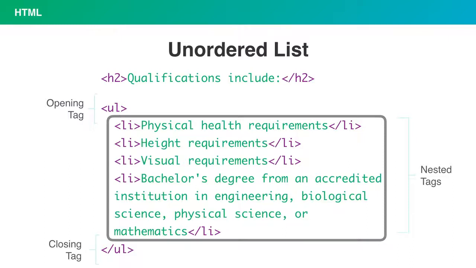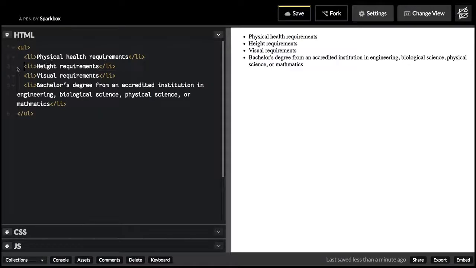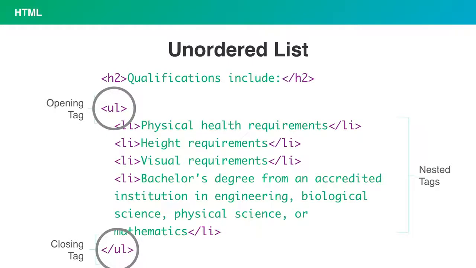Nesting means that we have elements that live between the opening and closing tags of another element. These elements that are nested are called child elements, and the element they're nested in is called the parent element. Any child element must have both opening and closing tags inside of a parent element's opening and closing tags. So all LI tags must be closed before we add the closing UL tag.